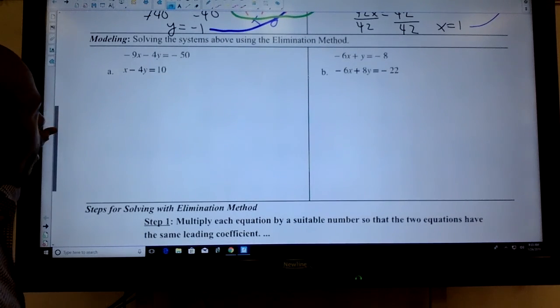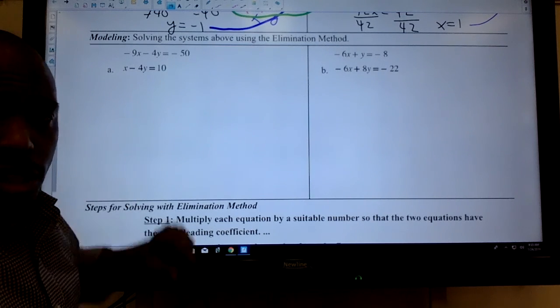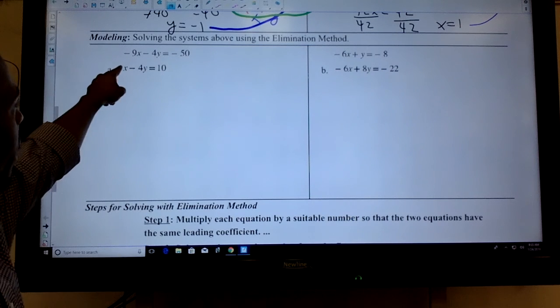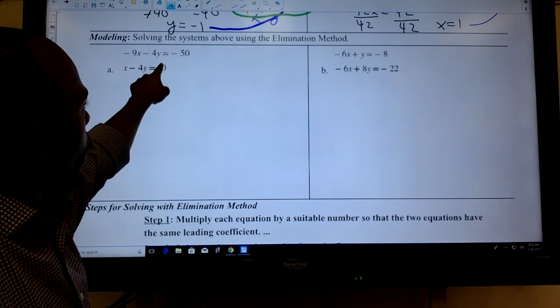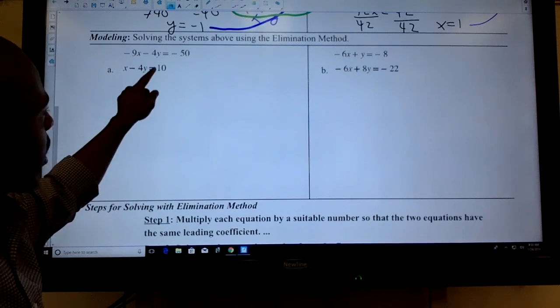All right, so for example, we know the solution to this. I'm going to solve it using the elimination method, and it should still give me the same solution as we just got. But what I'm looking at here is I have negative 9x minus 4y is equal to negative 50. The second equation is x minus 4y equals 10.